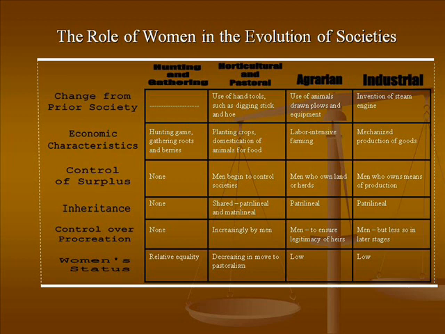I have this chart here that shows you and tells you during hunting and gathering societies, during horticultural and pastoral societies, agrarian societies, and industrial societies, and now post-industrial societies, right? The role of women in terms of economic characteristics, control of the surplus, control over procreation, women's status, and so on.